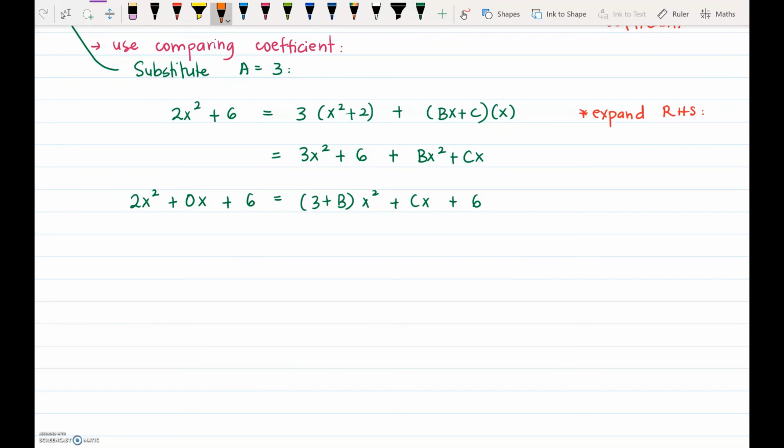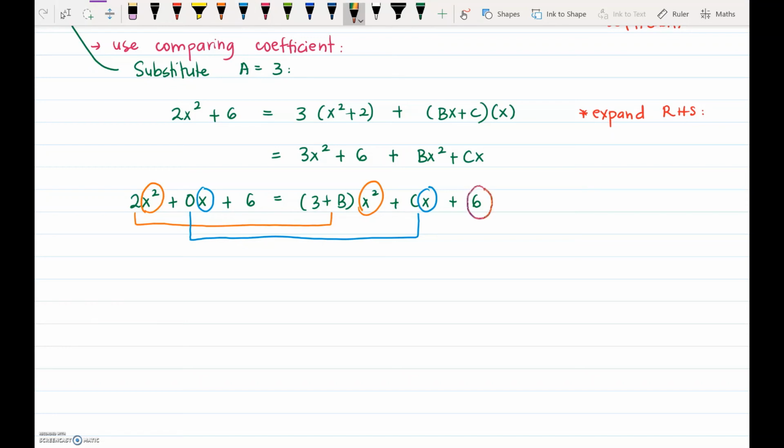Next, let's see which coefficients we need to compare. The first one we need to compare is for x squared. Then we compare for x, and another one we compare with the number. For the number, you have 6 on your left hand side and 6 on your right hand side. Done.